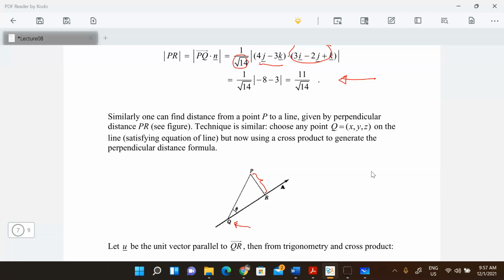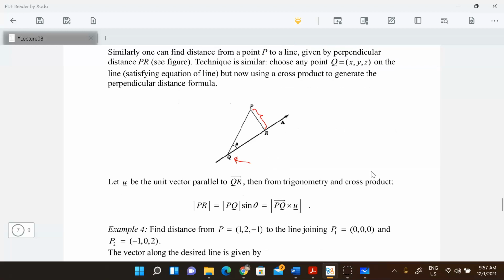I think this is actually given down here. So here is QR. And what we need in this particular case is a unit vector. This is your QR, this vector there, but what we need is this perpendicular distance, and that is proportional to sine theta. So what is the geometric formula that gives you sine theta? It is essentially your cross product.